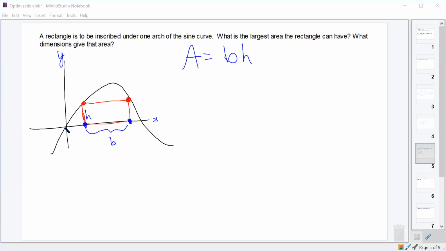So if I'm going to go over some x amount, I start at the origin and go over, let's say, x. And so this way, I should, with any luck, be able to figure out what this distance is only in terms of x. Because what do I know about the sine curve? Where does it cross the x-axis over here?